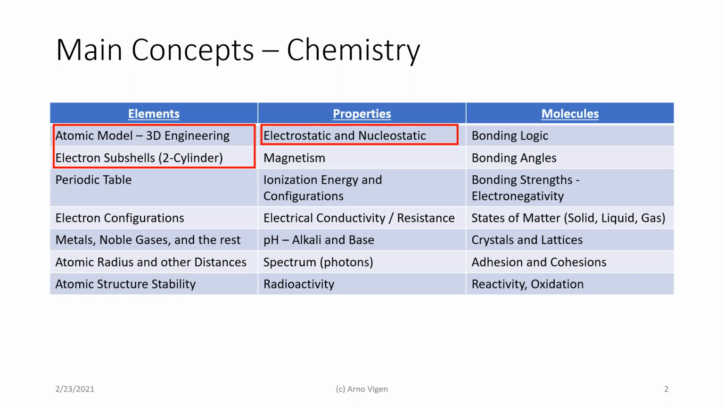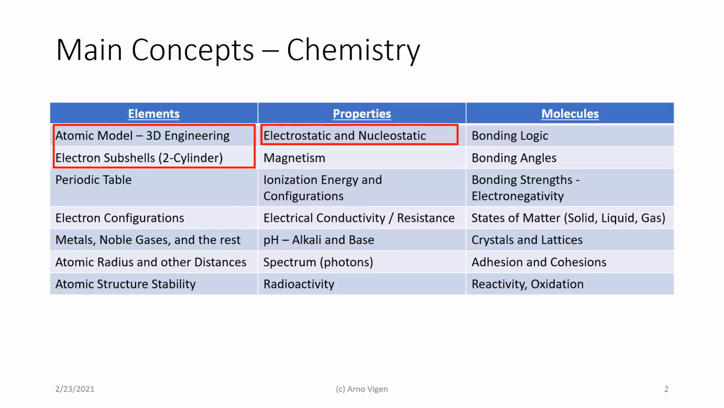Now, the main concepts in chemistry talk about elements and properties and molecules. And this talk is about the real main introduction to those, which is going to focus strictly on elements. So to understand anything, there are more than one linked concepts. Here you have to understand the atomic model, which is really 3D engineering for how the nucleus and electrons build into shells. Then you also have to understand what is a subshell.